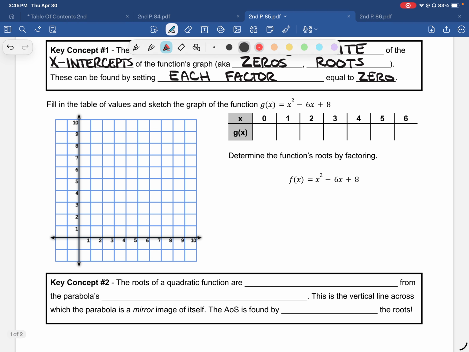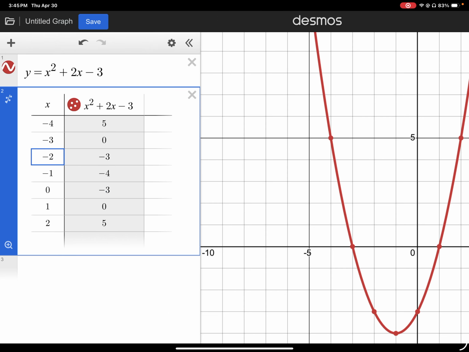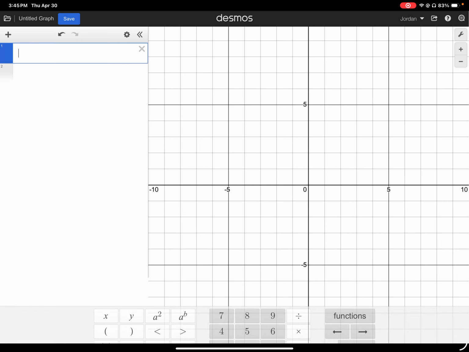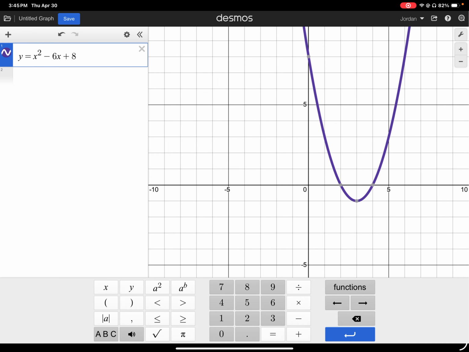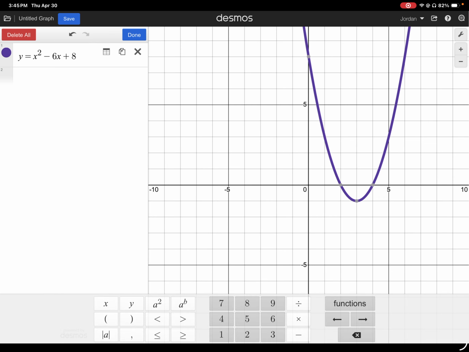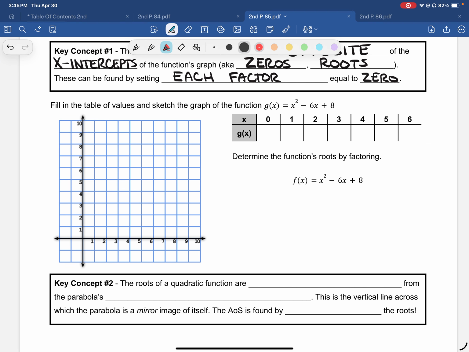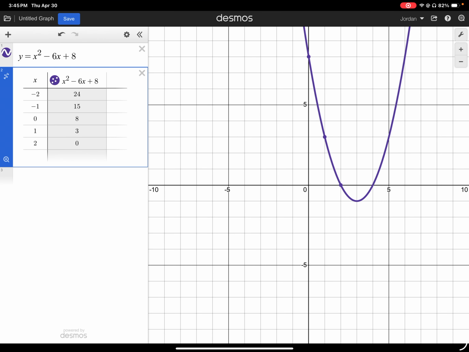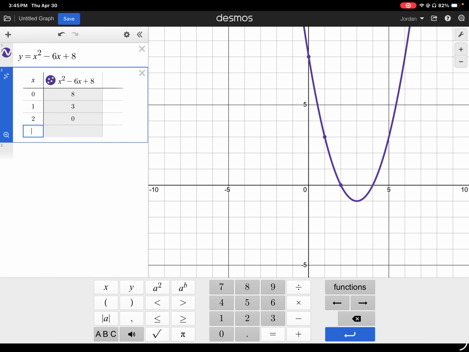Next up, I want to fill in the table of values and sketch the graph for x squared minus 6x plus 8. I'm going to let Desmos do all that work for me. So y equals x squared minus 6x plus 8. I'm going to click Edit List and click to create a table. And then the paper wants us to go from 0 to 6. The reason it goes from 0 to 6 is because if you can see, like -1, 15 is not able to be plotted. But on the paper, you can plot all the y values that I see here. So I see 8, 3, 0, -1, 0, 3, 8.